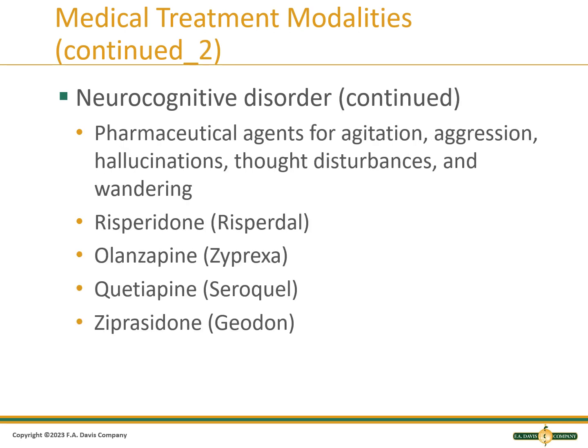So, pharmaceutical agents for aggression, hallucination, thought disturbances, and wandering. The medicines on this slide are all antipsychotic medications. There is a black box warning on all of these atypical antipsychotics that there is increased risk of death in elderly patients with psychotic behaviors due to a neurocognitive disorder. So that's always something that needs to be thought about.